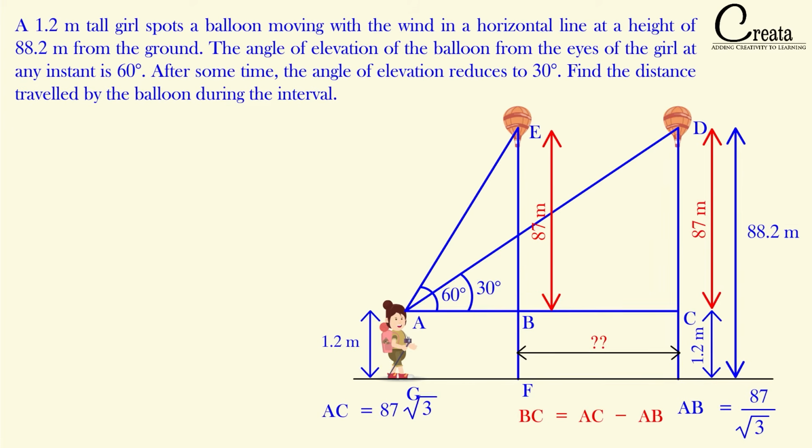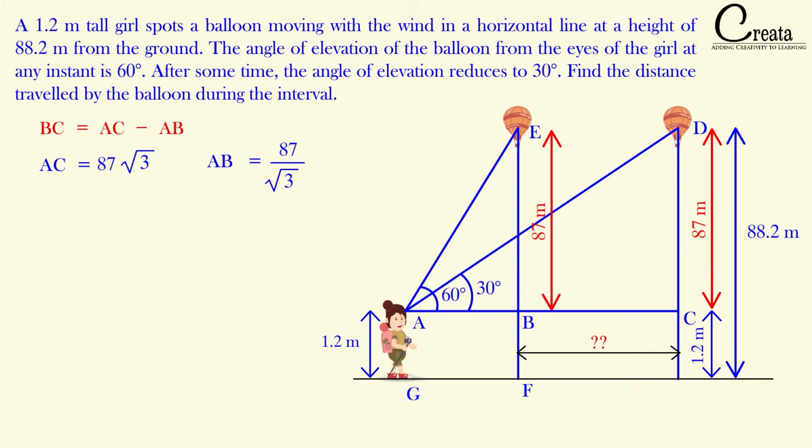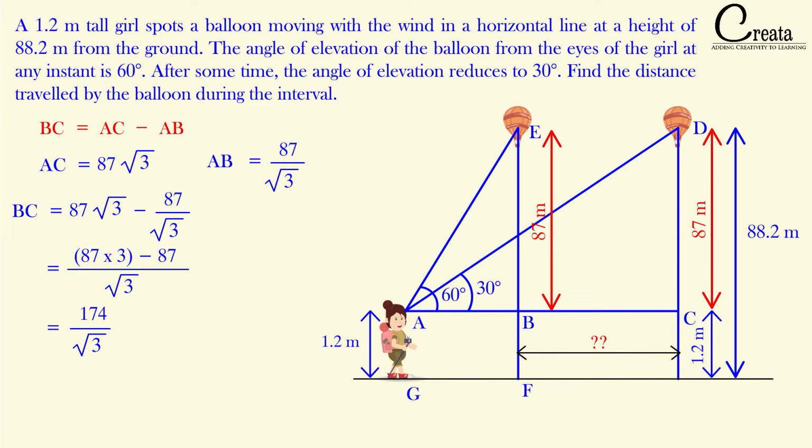Okay, so we got AC as 87 root 3 meters and AB as 87 upon root 3 meters. And in this question we have to find BC, which is equal to AC minus AB. Let's put the value. Let's take root 3 as the LCM. On solving, we got the answer as 174 upon root 3.